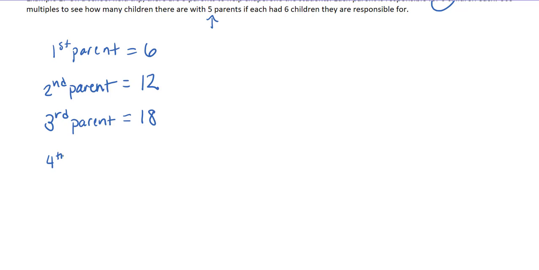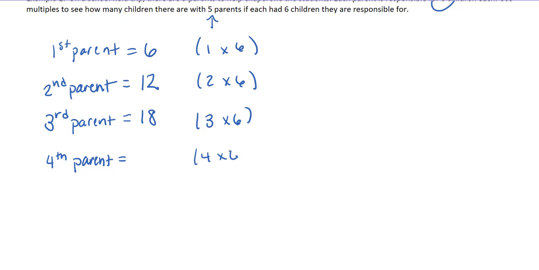Now if we had the fourth parent, we can either add 6 to 18, or we can go 3 times 6. This is 2 times 6. This is 1 times 6. This is 4 times 6, so that would be 24. Then we have our final parent. So that would be 5 times 6, or 24 plus 6, which would be 30.